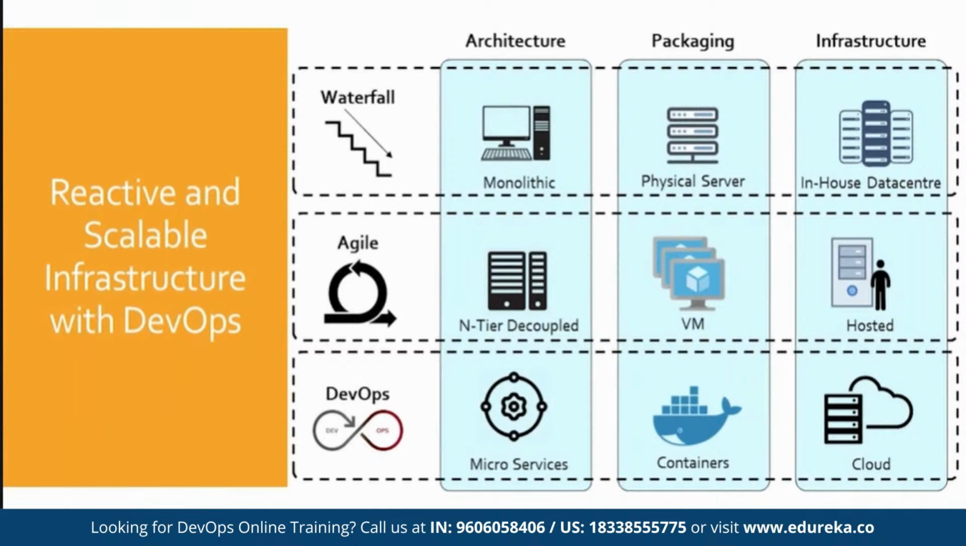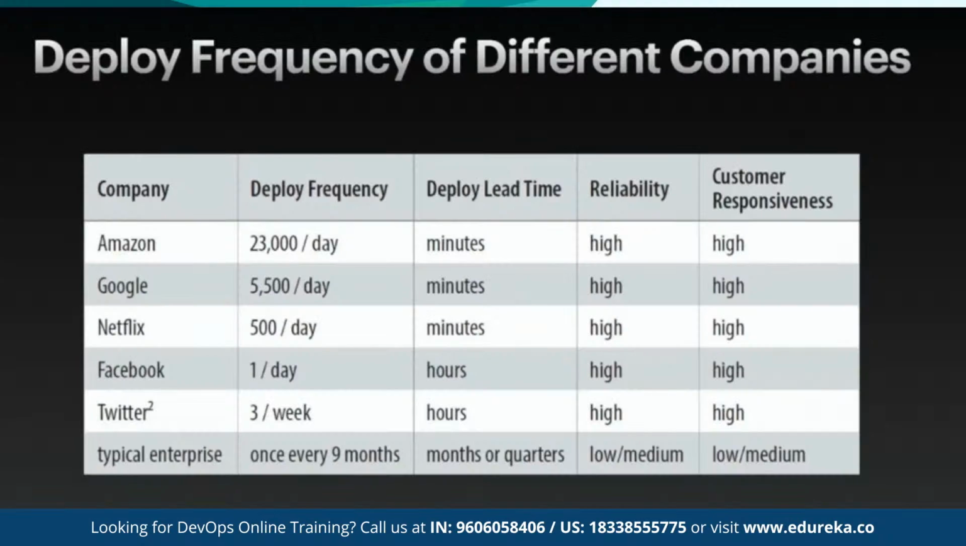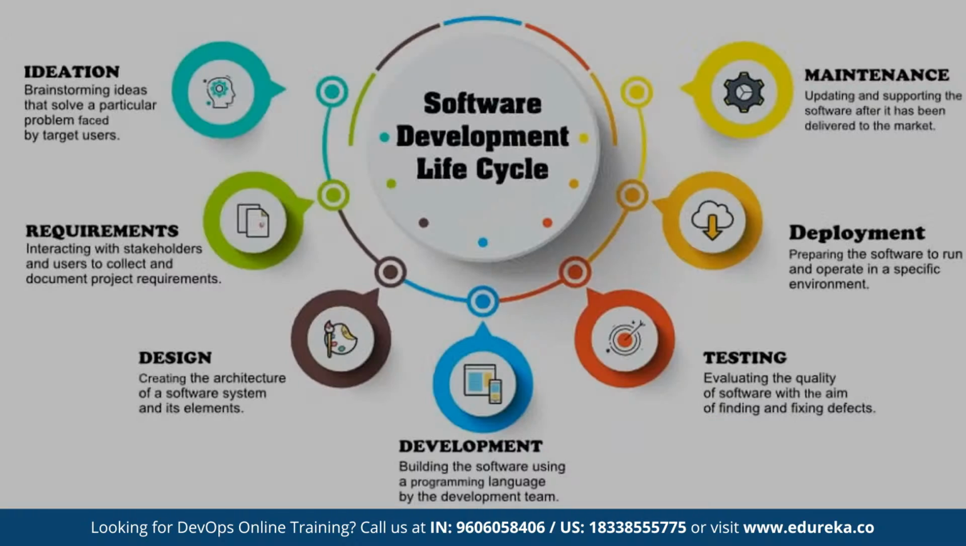So now I can do deployment multiple times in a day. In fact, you will be very much shocked to know that companies like Amazon, they deploy 23,000 times in a day. Google, 5,500 times in a day. Netflix, 500 times a day. Facebook, once at least a day. So all the major companies in this IT industry are doing quick deployment.